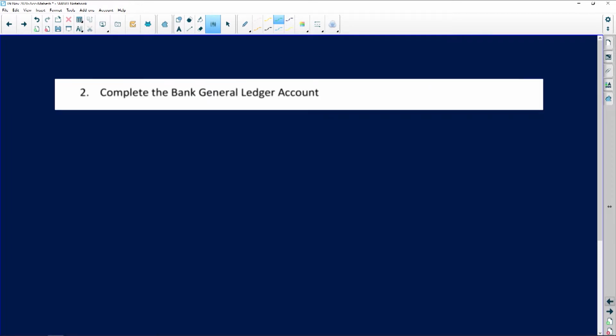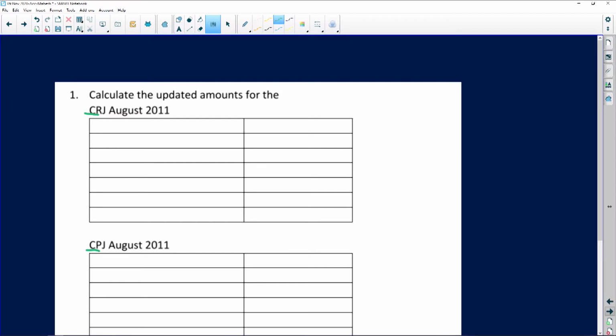Right, now guys, please remember when you are completing a bank recon, it is not possible for you to complete, for example, the entire CRJ, then move on to the CPJ. That's not possible, because as you come across the information, it could go either into the CRJ or into the CPJ, or it could go into the bank reconciliation statement. So in other words, as you're doing question 1, you might end up moving to question 3. Or as you're doing question 2, you may have to go back to question 1. So please bear that in mind.